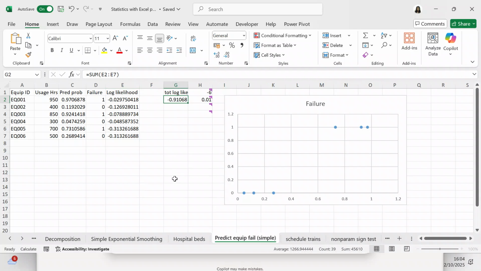So if the value is less than 0.5, then it's going to be 0, meaning the equipment hasn't failed. But if it's 0.5 or higher, then it's going to be 1, meaning that the equipment has failed. So that concludes this video.